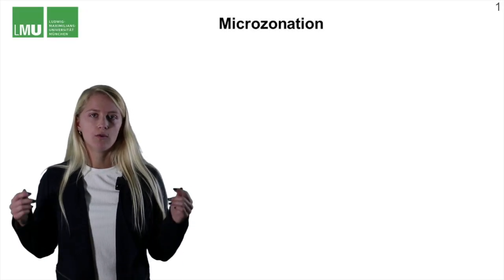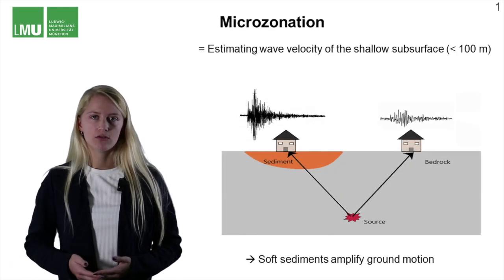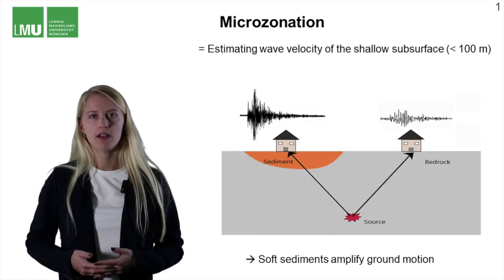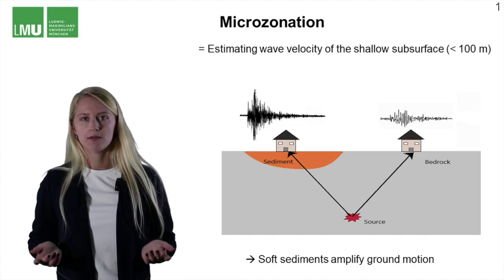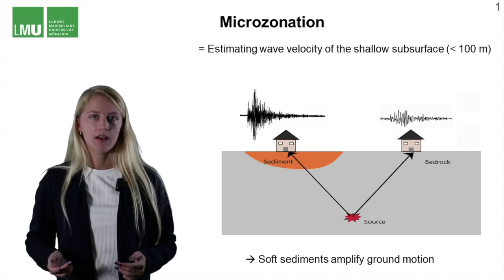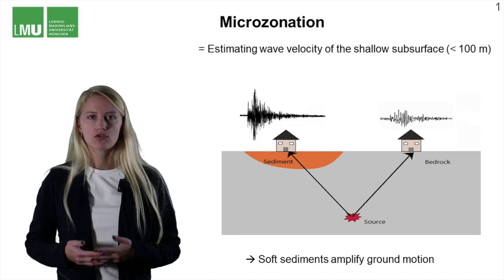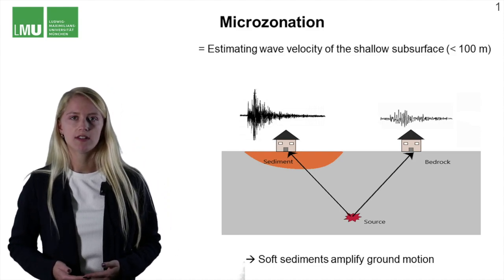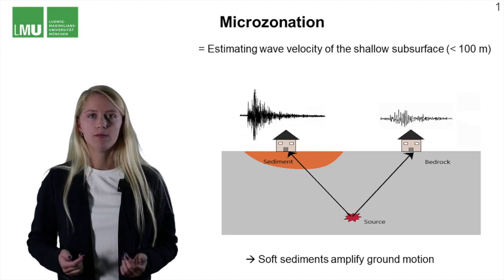So, first of all, what exactly is microzonation? The goal of seismic microzonation is to estimate the wave velocity of the shallow subsurface. Here we speak of approximately the upper 100 meters. The reason is that the local velocity structure can strongly influence the shaking characteristics of an earthquake. Hereby, the local geology plays an important role.